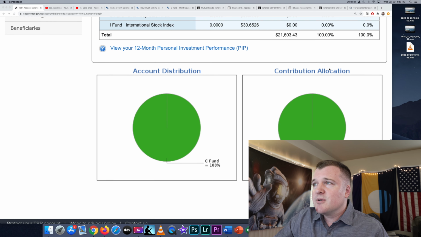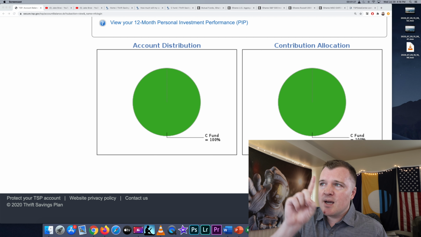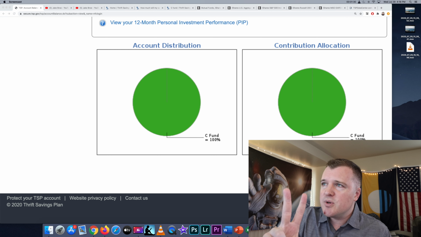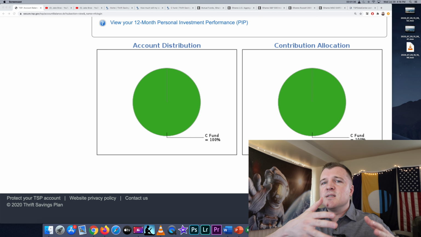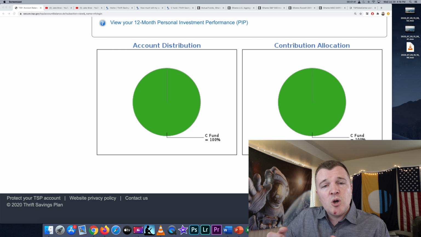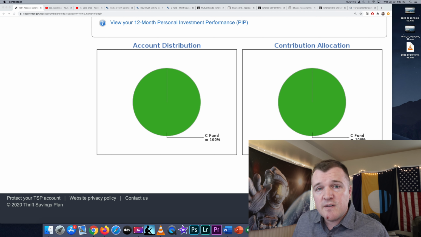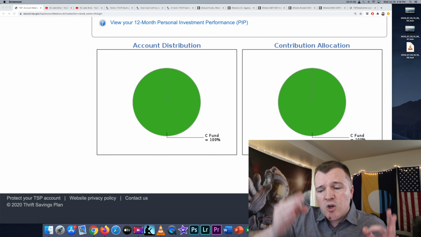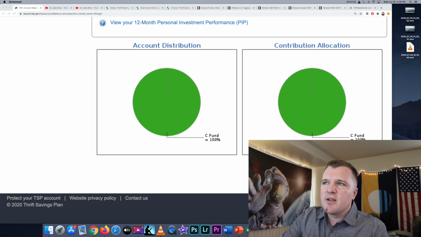When we scroll down, there's a nice pie chart. It's not very colorful because it's all one color for me, but you have 2 things to know: account distribution and contribution allocation. Contribution allocation is where future money goes. If you're still working for the government and still contributing to your TSP, you can control what percentages go into what funds. So if you want 50% going to the F fund and 50% going to the C fund, going forward in the future from now, you can fix that contribution allocation.